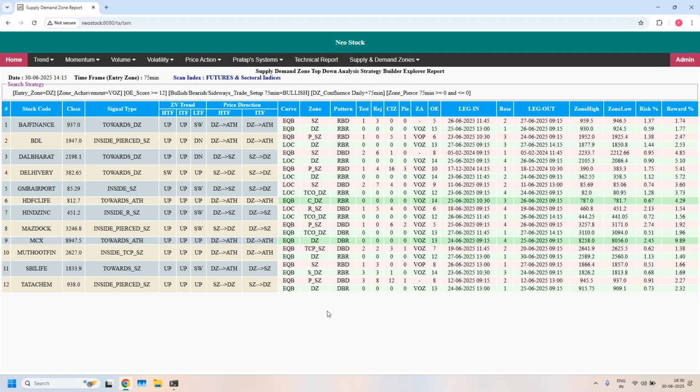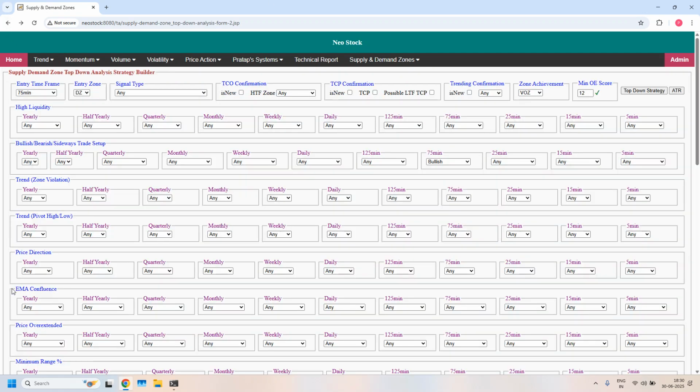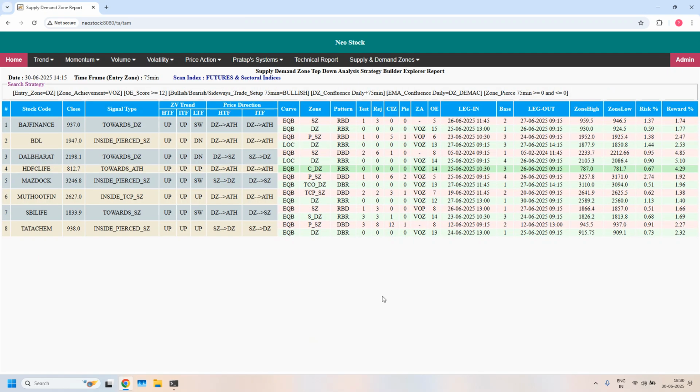In all these 12 stocks, these 75 minutes demand zones are overlapped with daily demand zone. And also daily trend, ITF trend is uptrend in all the stocks. We can further filter based on daily demand zone having daily EMA confluence. Let's filter. Daily demand zone with daily EMA. Now list has come down to 8 stocks.